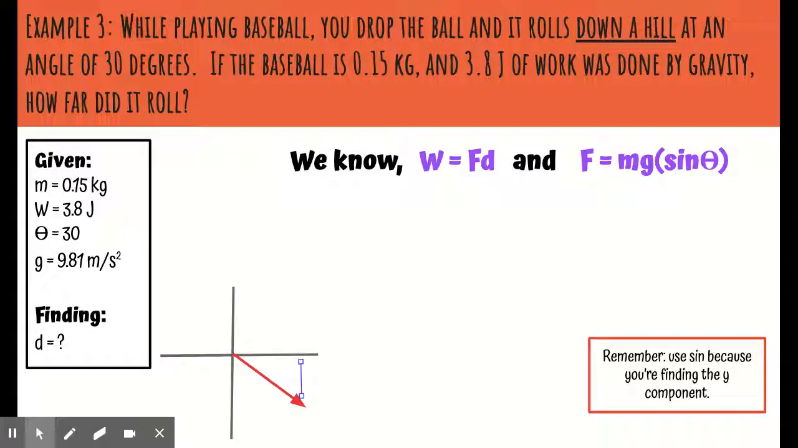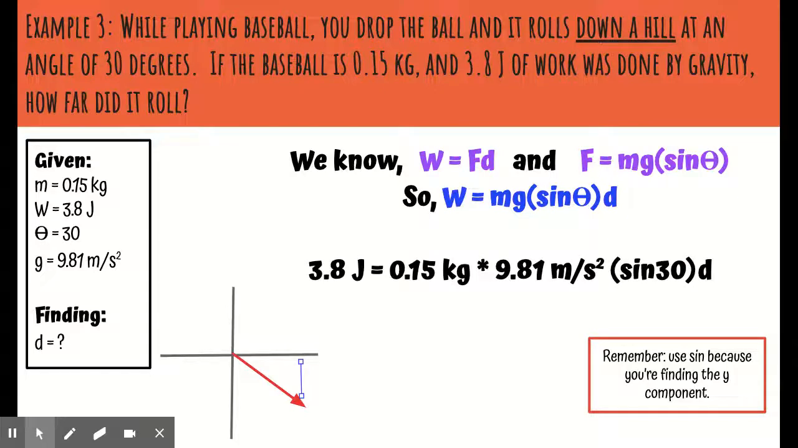Sorry for the bell. Gravity is being applied downward on the y-axis, so the work in this case has to be applied in the same direction. So if you had a force pushing the ball or pulling the ball, you would have to look at the x-axis, but for this one, you're looking at y. So if we derive our own formula from these two formulas, we can say that work is equal to mass times gravity times sine theta times distance. So we really just have to substitute in our values and solve for that.